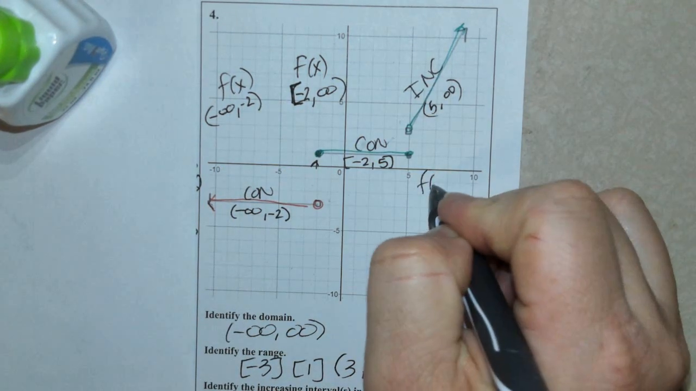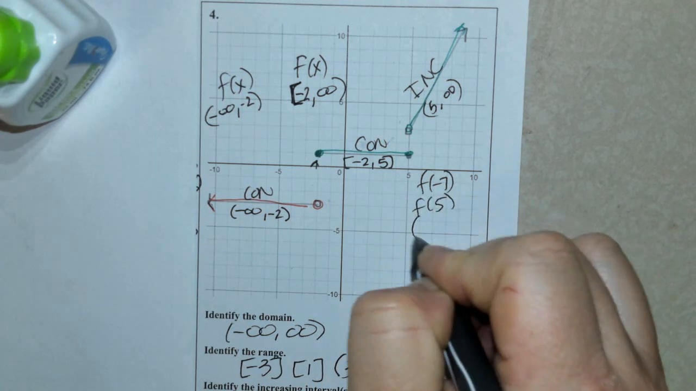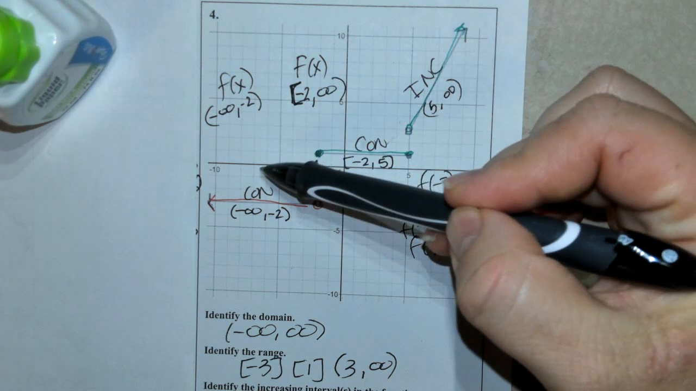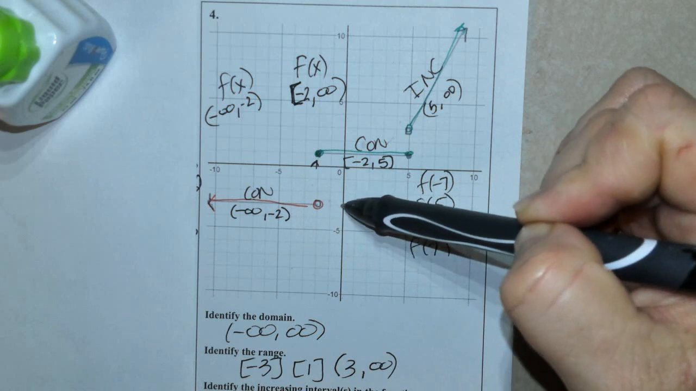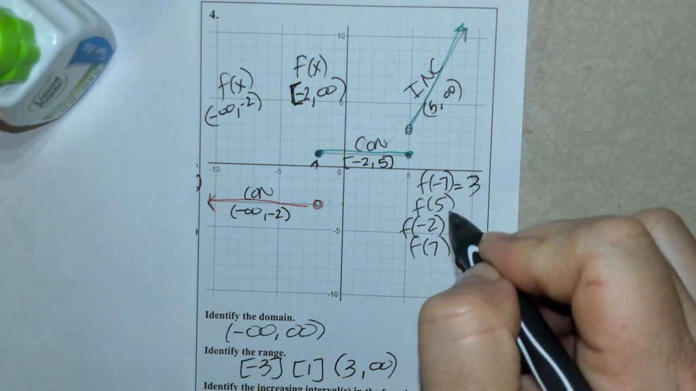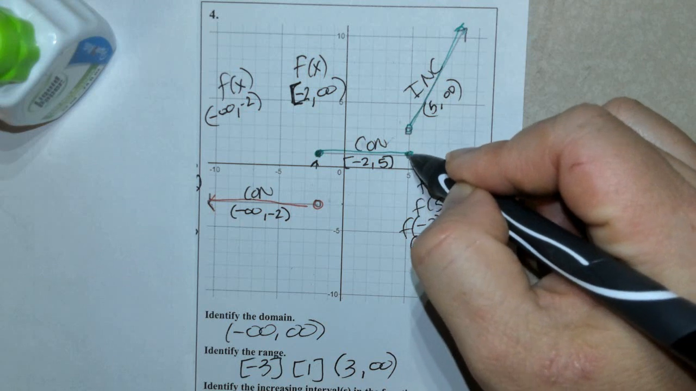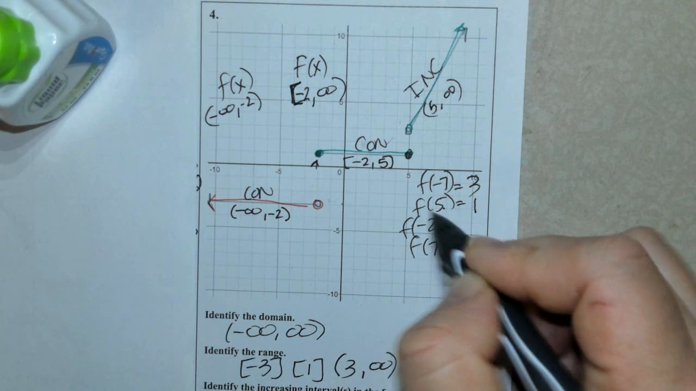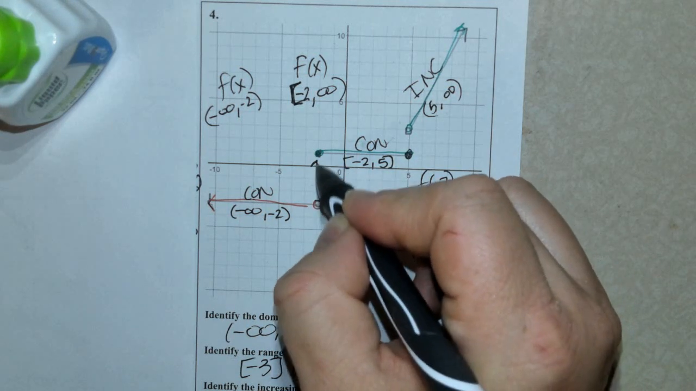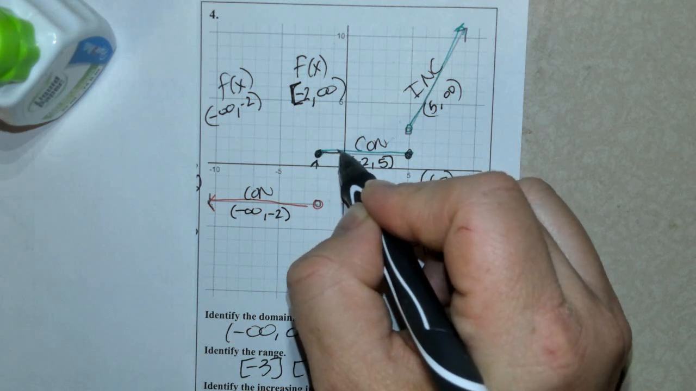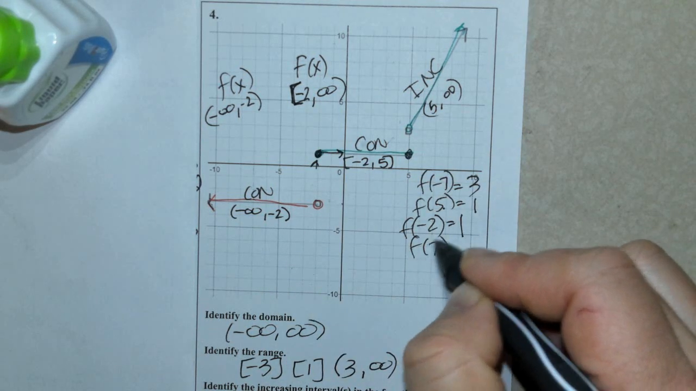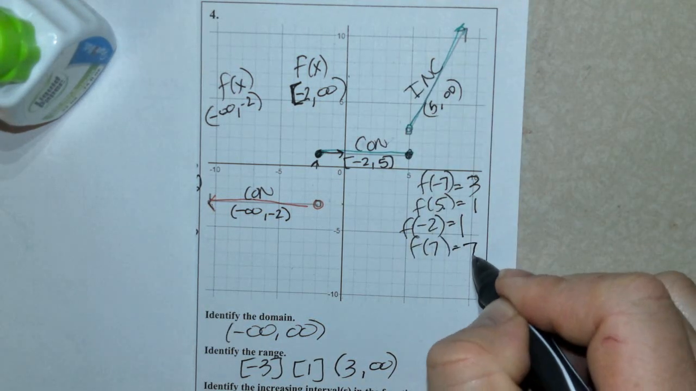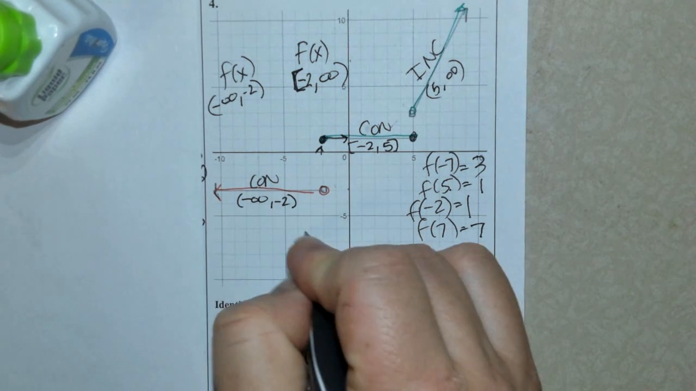Then it asks us to identify f of -7, f of 5, f of -2, and f of 7. This means go to an x value of -7, and I get a y output value of 3. Go to an x value of 5, look for the closed dot, and I get a y output value of 1. Go to an x value of -2. Notice I see 2, but I'm looking for the closed circle. It means it's part of the solution set. I get a y value of 1. And finally, I go to an x value of 7, and I get a y value that also corresponds to 7. What is the end behavior?